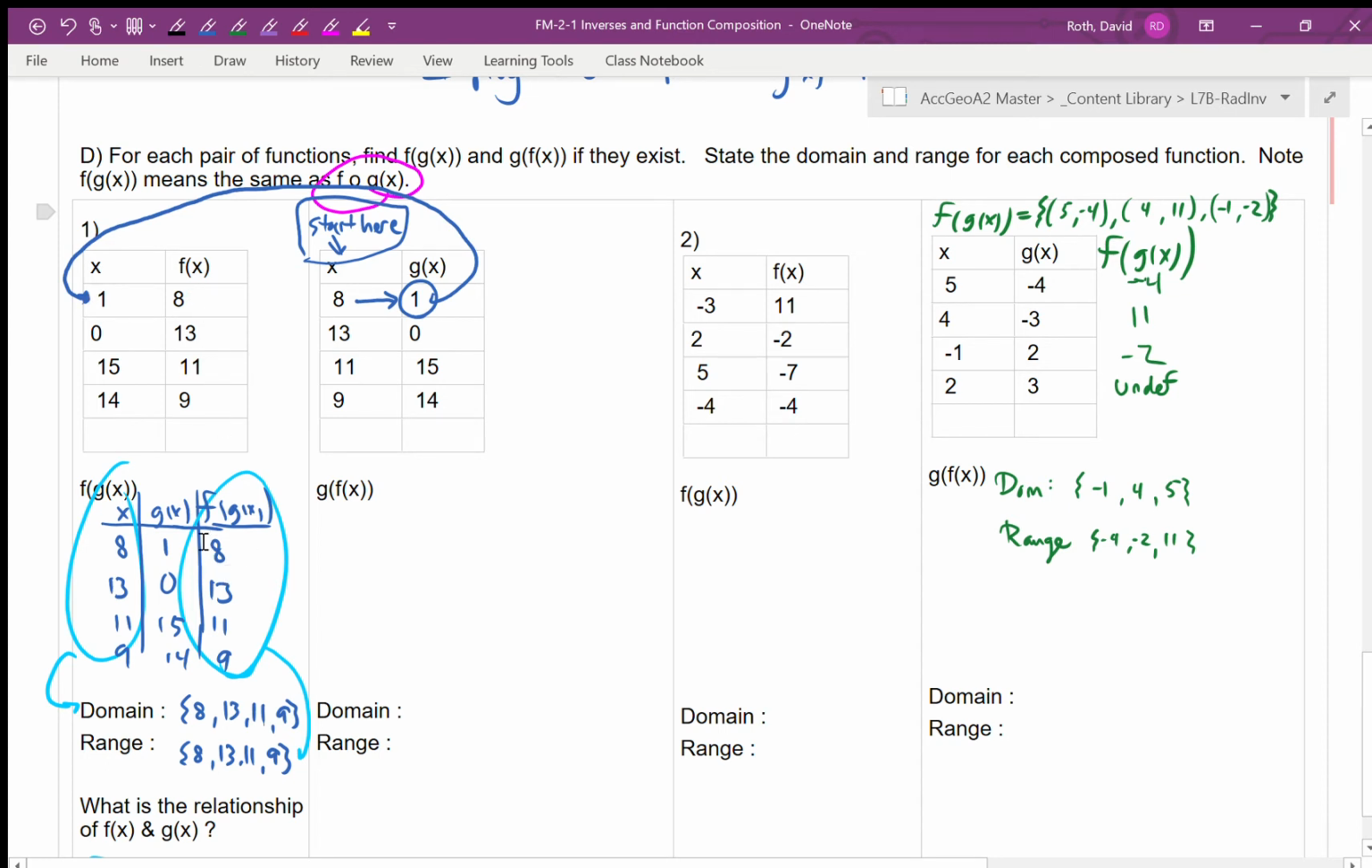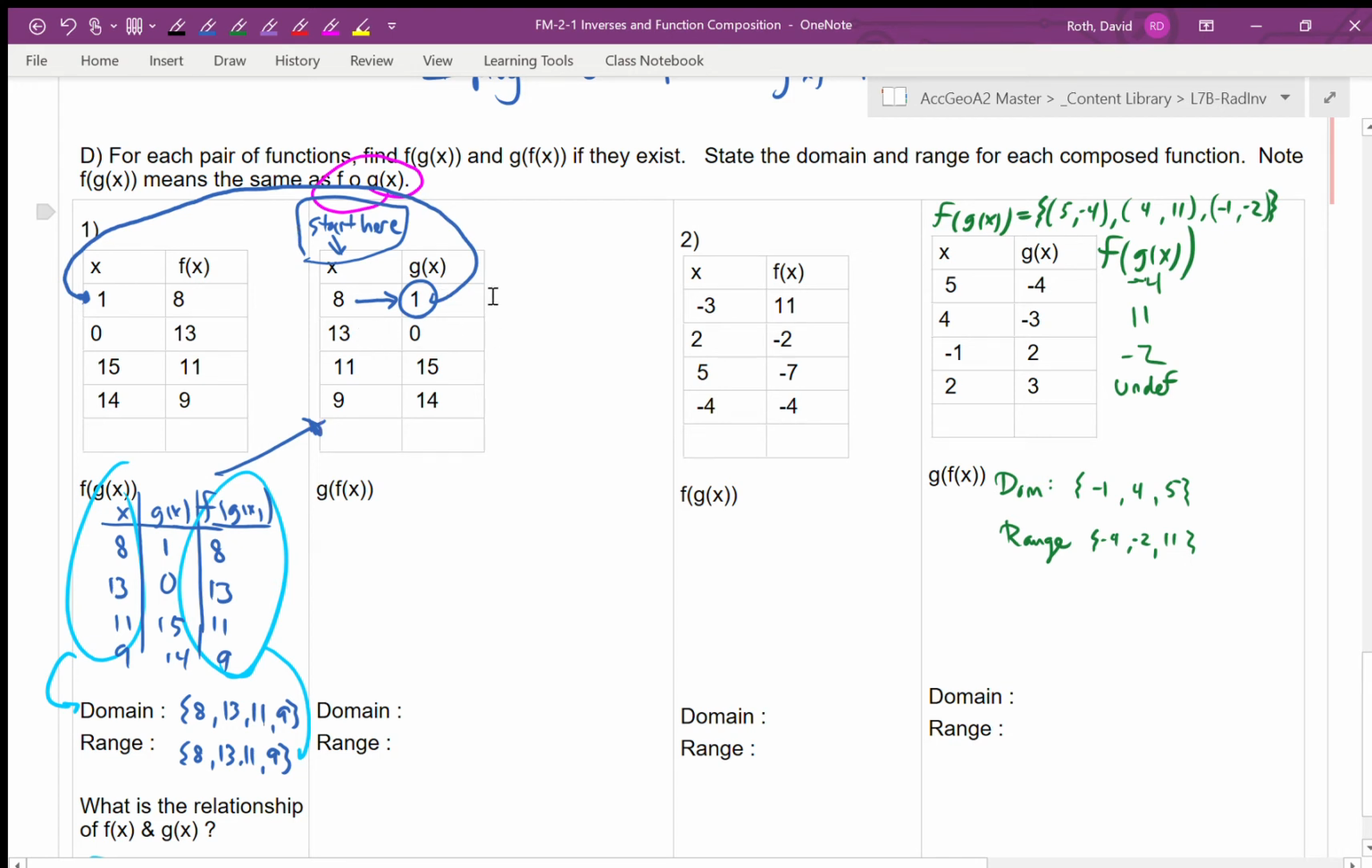And notice, I plugged an x value of 8 in, I got a 1 from g of x. The output of g of x was defined as an input to the f function. I got an 8. So notice the easiest way to do these things is actually go straight over to that table, the way this is written. And then the same thing with all the others.